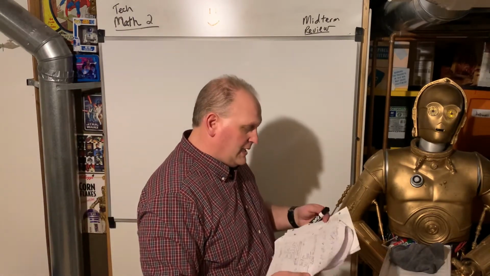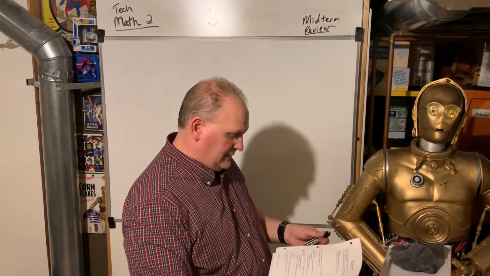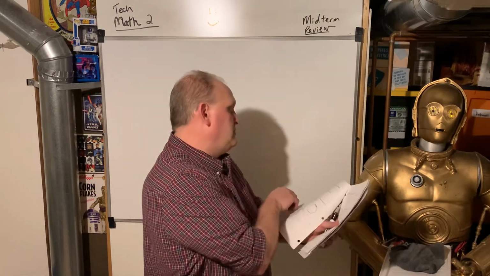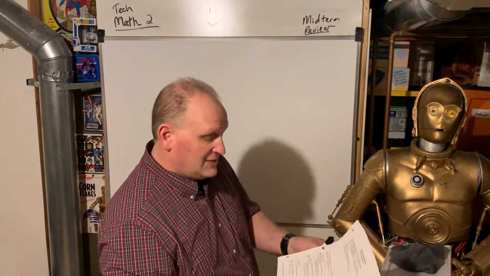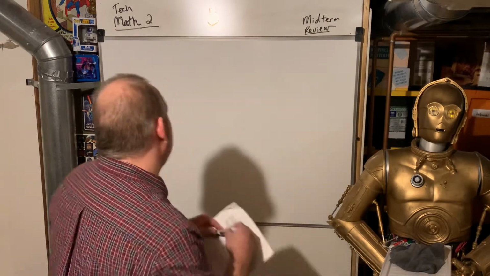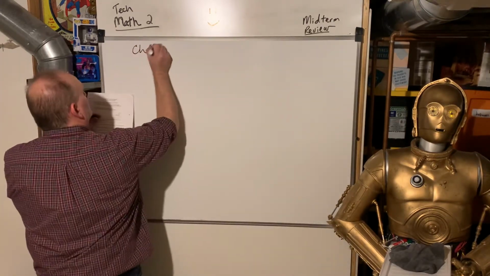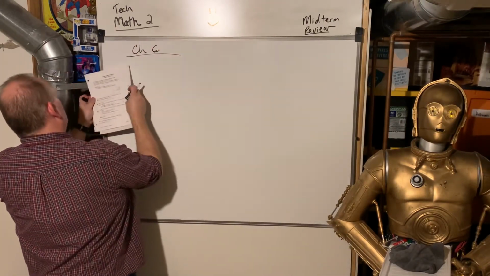So let's look at chapter 6. It looks like 1, 2, 3, and 4 are all marked. So there's one like each one of those on the test.